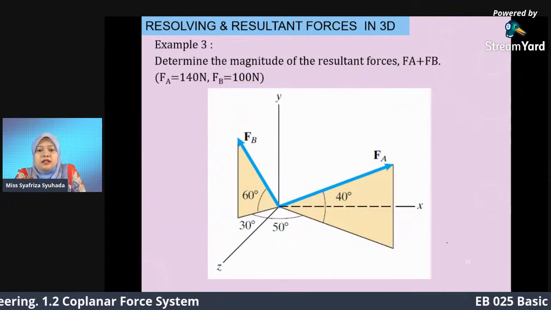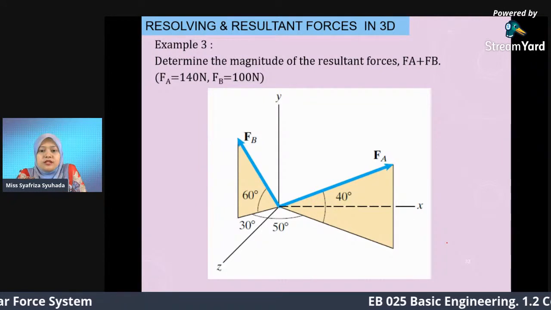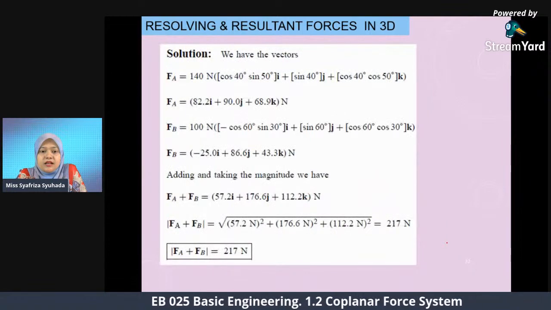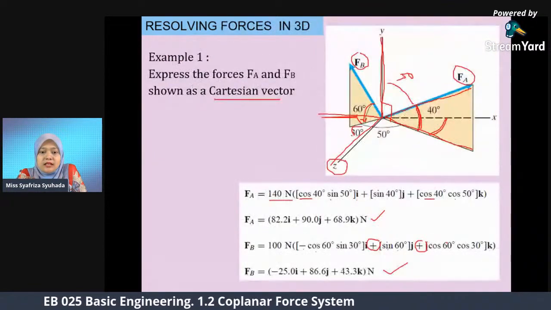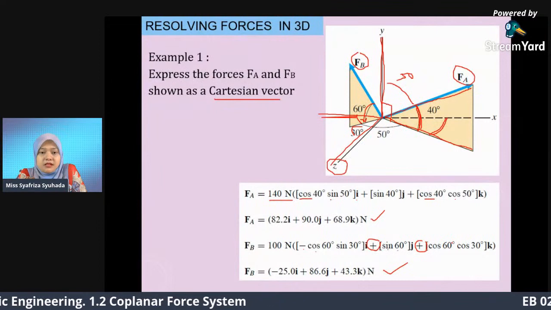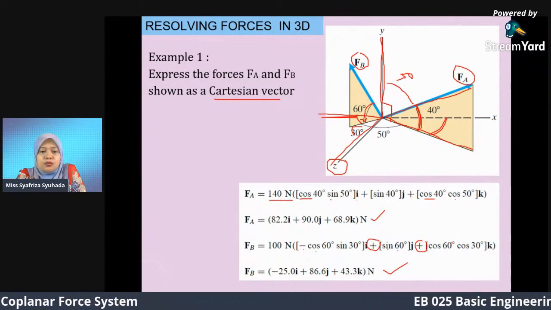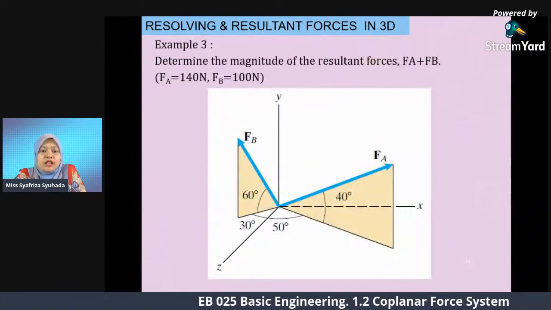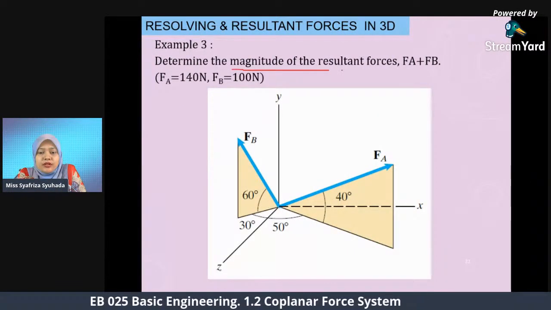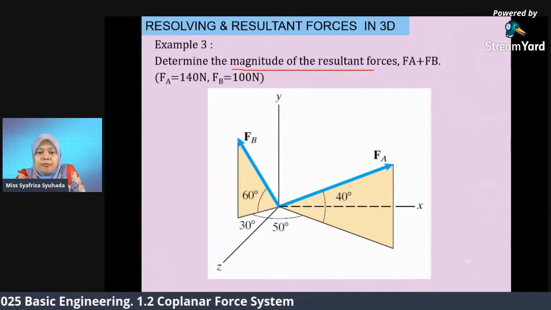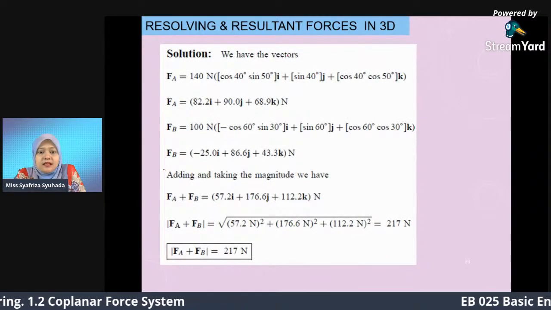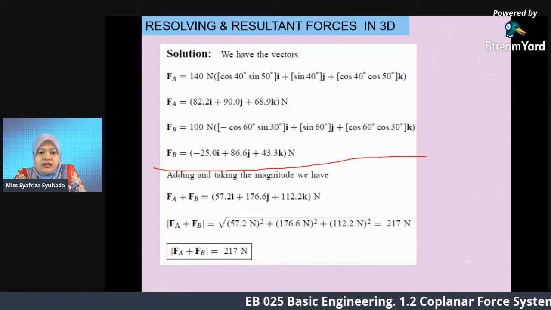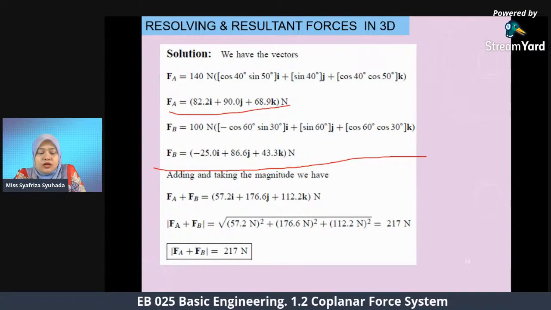Okay, kita tengok second last example. Determine the magnitude for the forces FA tambah FB, dan diberi dia punya nilai-nilai. Soalan ni hampir sama dengan soalan yang pertama. Bukan hampir, memang sama pun. Tapi soalan this one dia cuma suruh express, tetapi example number 3 dia suruh cari magnitude. So sampai ke sini tadi student dah mahir dah, boleh sampai IJK, ditulis dalam bentuk IJK untuk A dan juga untuk B.